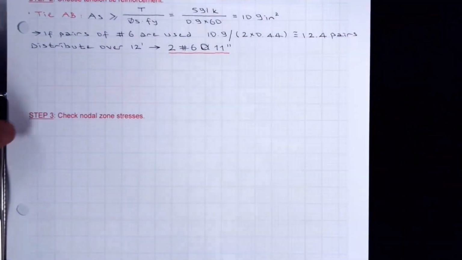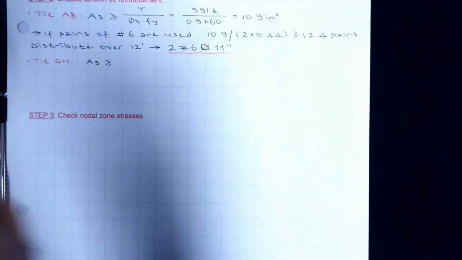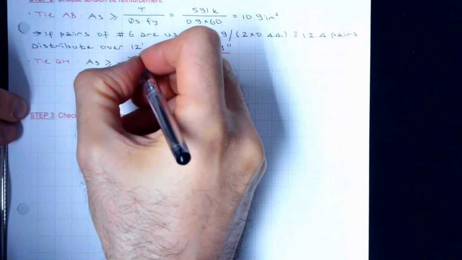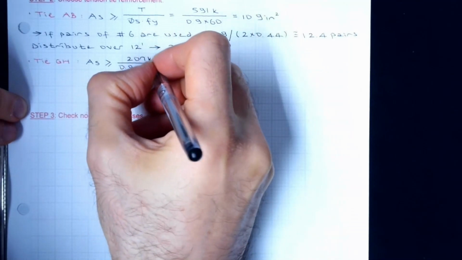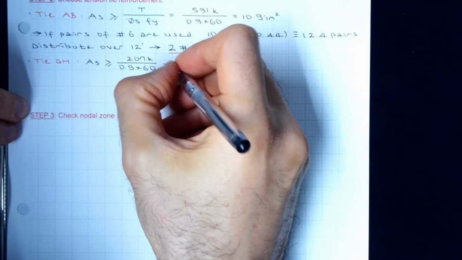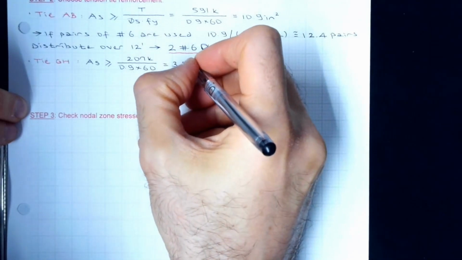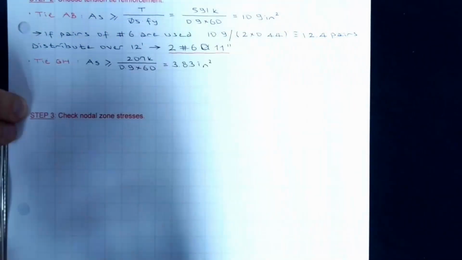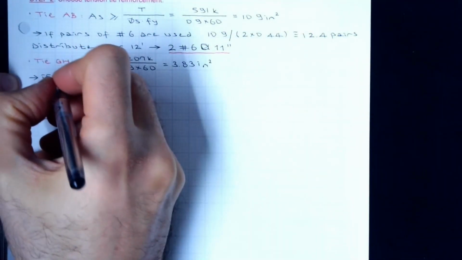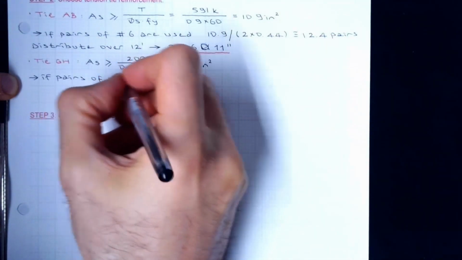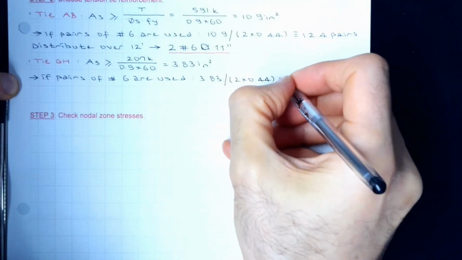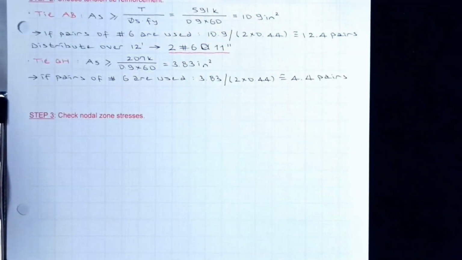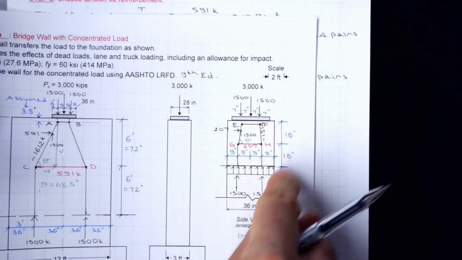Let's look at GH. So for this one, required area is 207 kips divided by 0.9 times 60, and that's going to give, of course, much smaller, but it's going to give some area. So this is what we need to provide. If pairs of number 6 are used, 3.83 divided by 2 times 0.44, 4.4 pairs. I'm going to be distributing this over the entire disturbed region, which is going to be 36 inches.